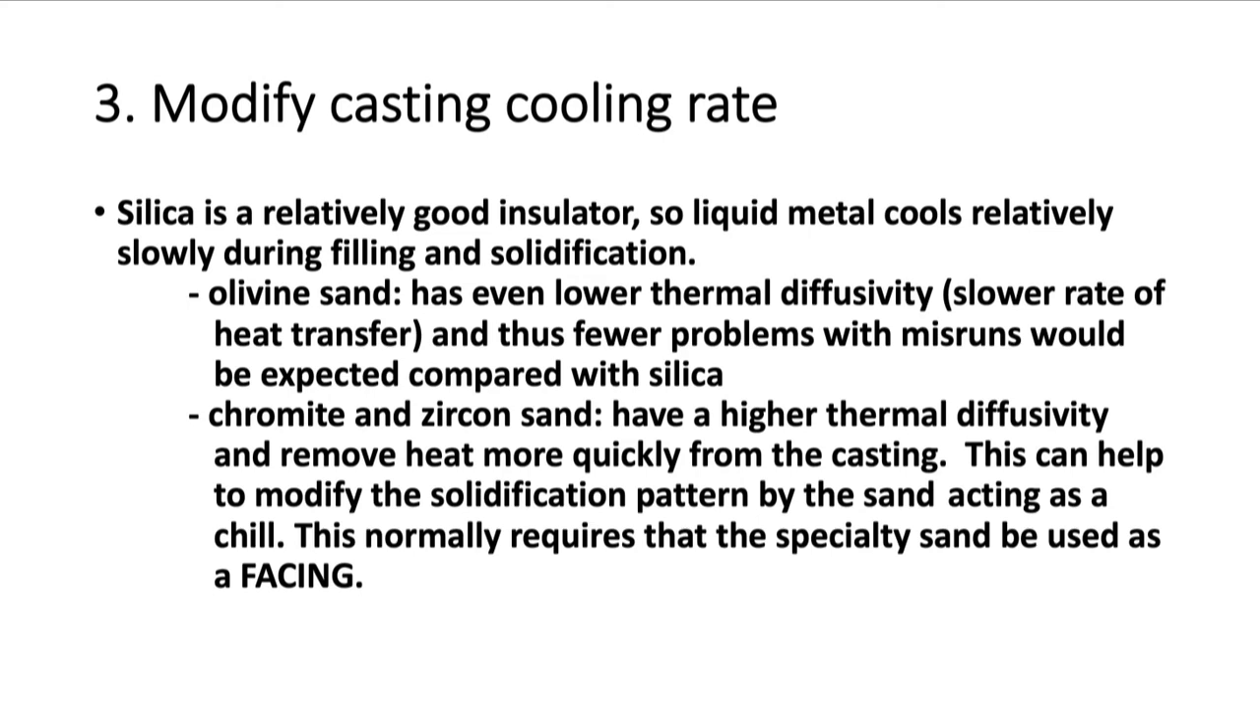Well, silica sand is a relatively good insulator. It's kind of in the middle. So liquid metals cool slowly. Olivine is even slower, so it doesn't pass heat through it quite as quick. So what happens is you can flow metal farther. We can have fewer misruns. Remember, a misrun defect is when the metal doesn't fill up the cavity completely. Okay. And chromite and zircon do the opposite. So we sometimes use those for a chill material, and we use them just in the face of the sand typically. So we just put them near the surface of the mold.